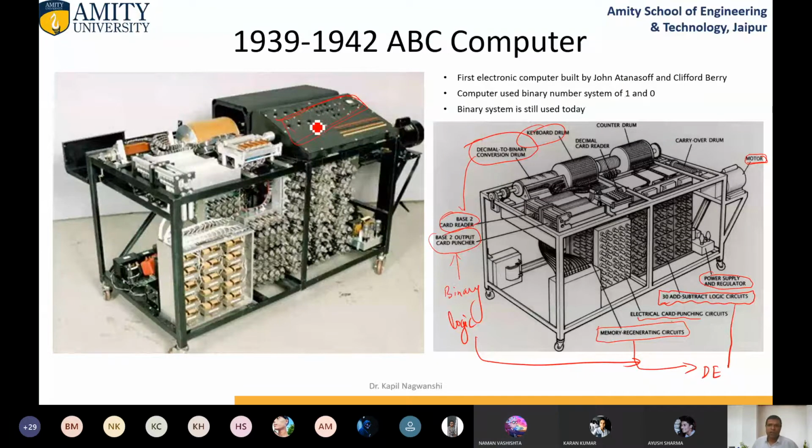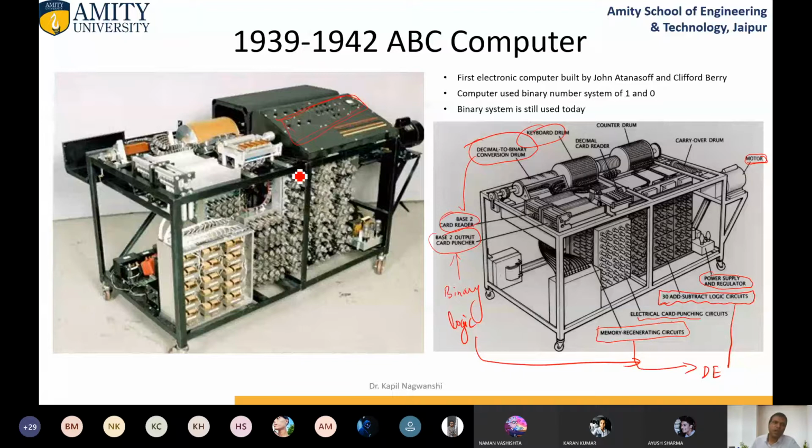Yes, there will be one video, coming in the next slide also. There are switches and a light panel. On the basis of this light panel, you will be able to see what the answer is, and a printer and puncher are also there. On the basis of this, you can print the output.